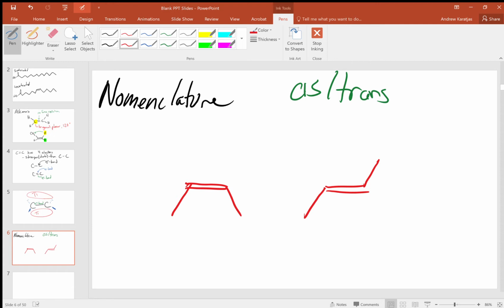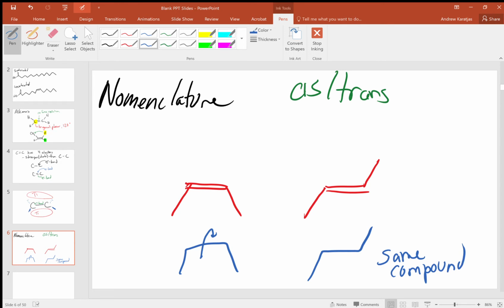Well, if we were dealing with alkanes and there was no double bond here, and we drew them like this, alkanes have free rotation, and so that bond could rotate, and these two are the same compound. If you have a model kit, you might want to get your model kit out and put butane together and convince yourself that you can sort of twist about that middle bond, and you can get either of the two structures pictured here.